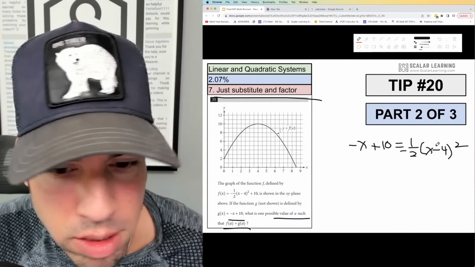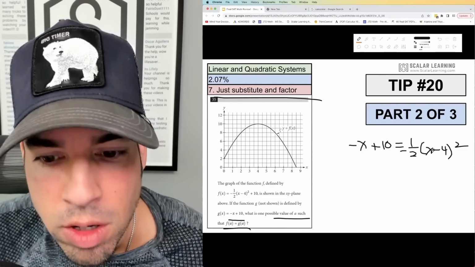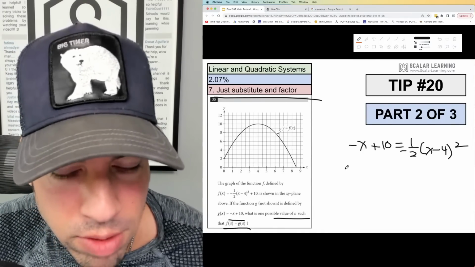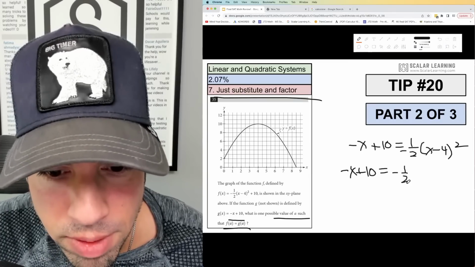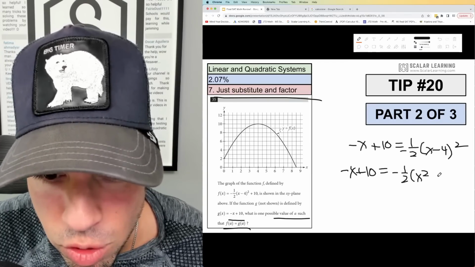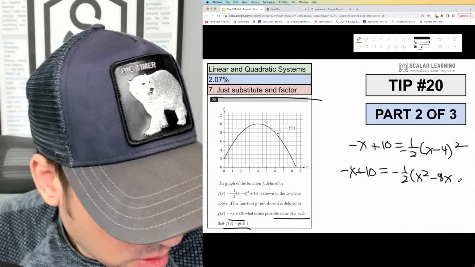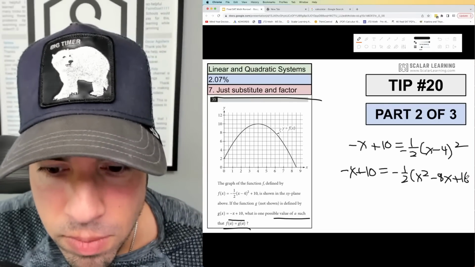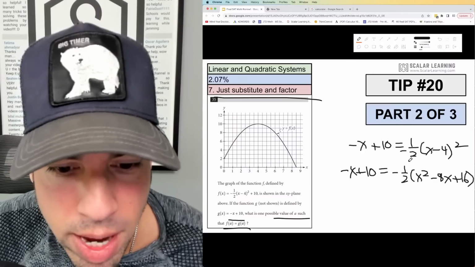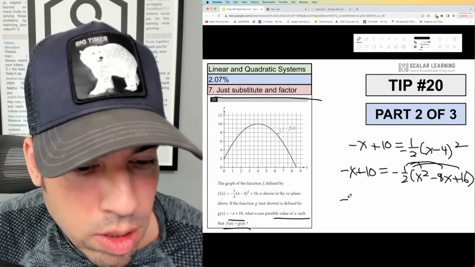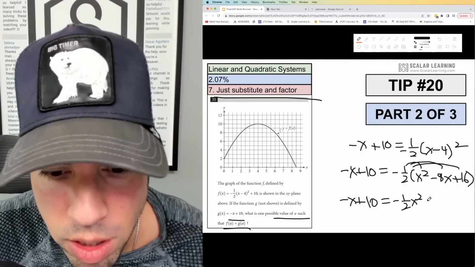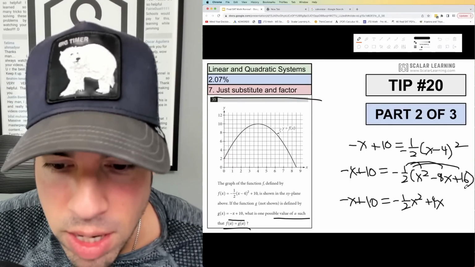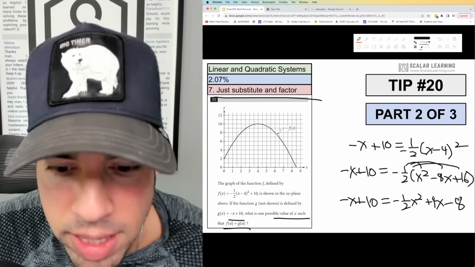So now let's do our thing here. First I'm going to FOIL on the right side. Negative 1/2. If I FOIL that out, it becomes x squared minus 8x plus 16. Right? Because that's what happens. And then you distribute. Negative x plus 10 equals negative 1/2 x squared plus 4x. Negative 1/2 times 16 is negative 8.